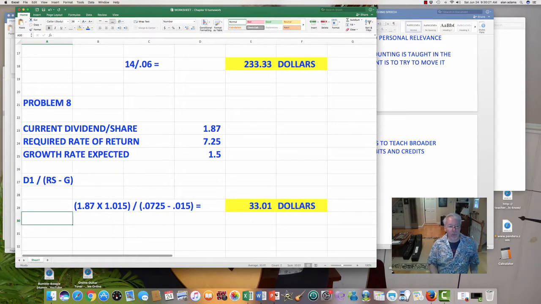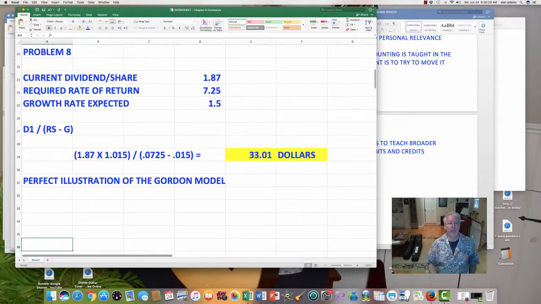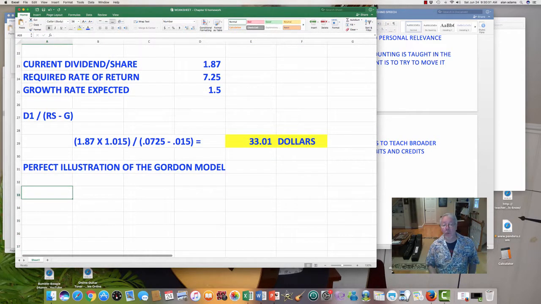Okay? This is a beautiful illustration of the Gordon model. The trick is knowing when to apply the Gordon model. It's when the stock is growing, when its dividend, I should say, is growing at a constant rate that I give you. You know how much dividend has just been paid, how much you expect that dividend to grow as a percent, and the required rate of return for a stock of this level of risk.